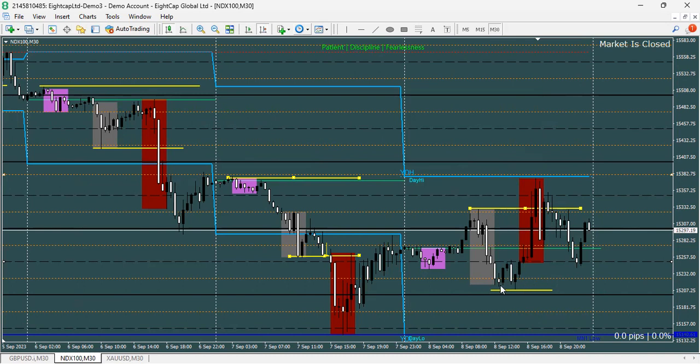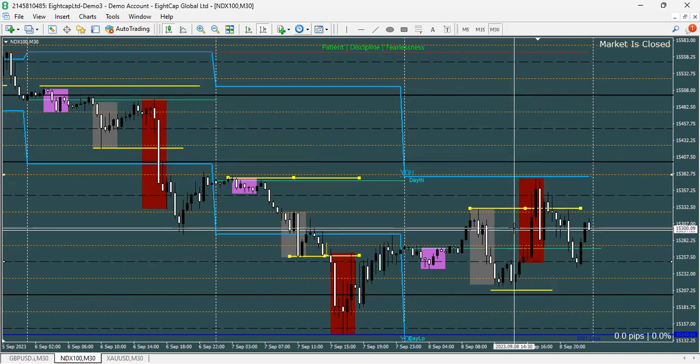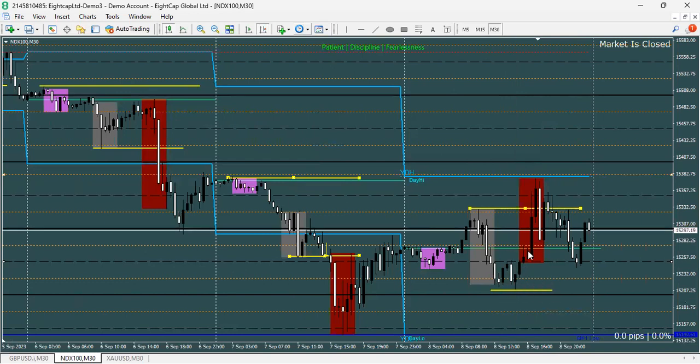You're at the bottom part of your 100 pip box. Here's the 100 pip box that we're in. Price made a W off of the low. So once this market opens at 9:30 and it breaks the high of this candle, I'm going to take an entry.